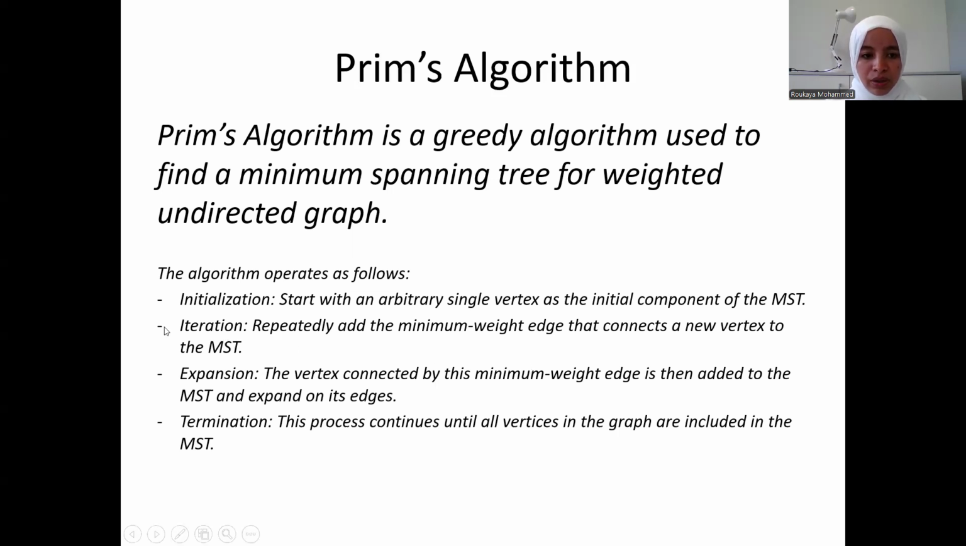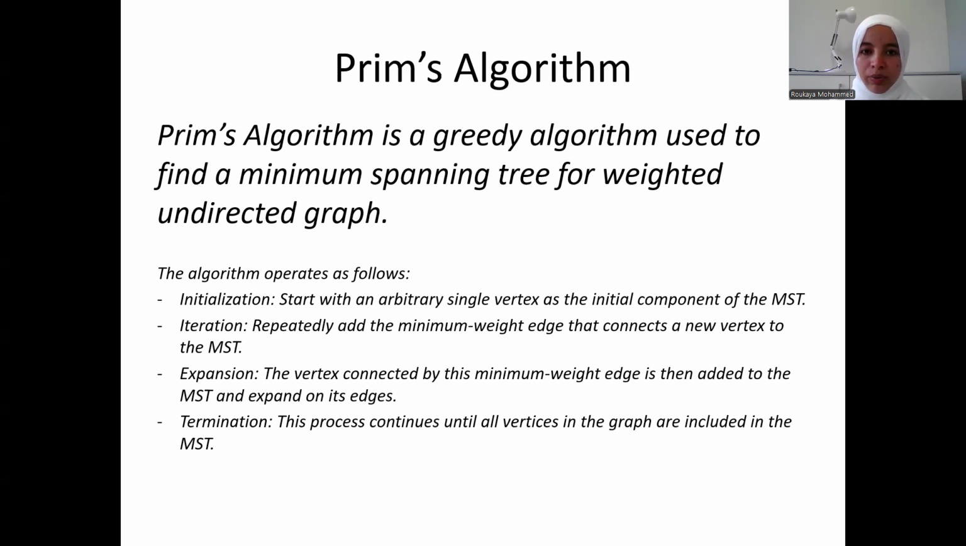And then we are going to repeat steps 2 and 3 repeatedly until we reach termination. So iteration, we repeatedly add the minimum weighted edge that connects a new vertex to our MST. We go to a new place, add this vertex to our MST, and then expand on its edges. Then you iterate over the edges, get the minimum weight, and so on, until you reach the termination state where all the vertices of the graph are included in our MST.